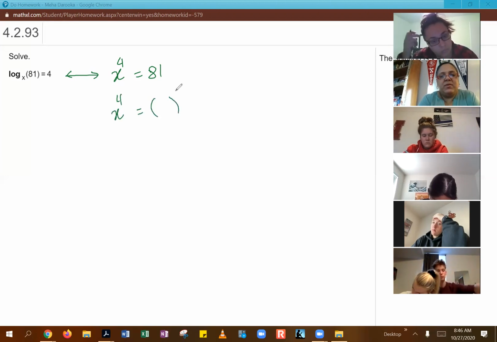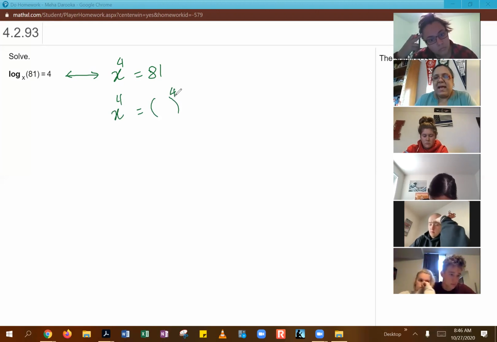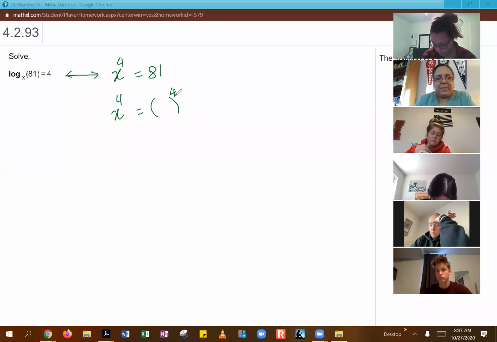One way that you can think about this is, how can I rewrite 81 as some number to the fourth power? Because that will help you see what the x should be. And if you have a different thought, then let me know what you're thinking, how you would solve that.